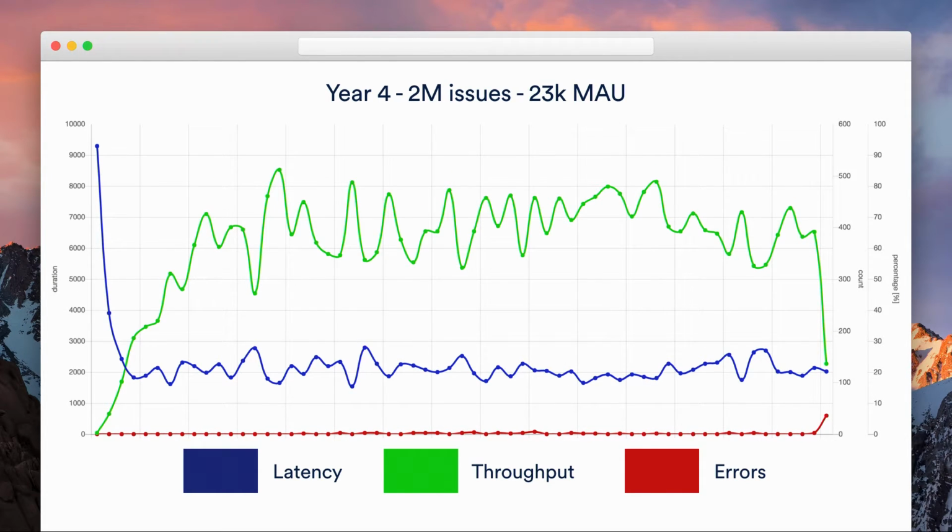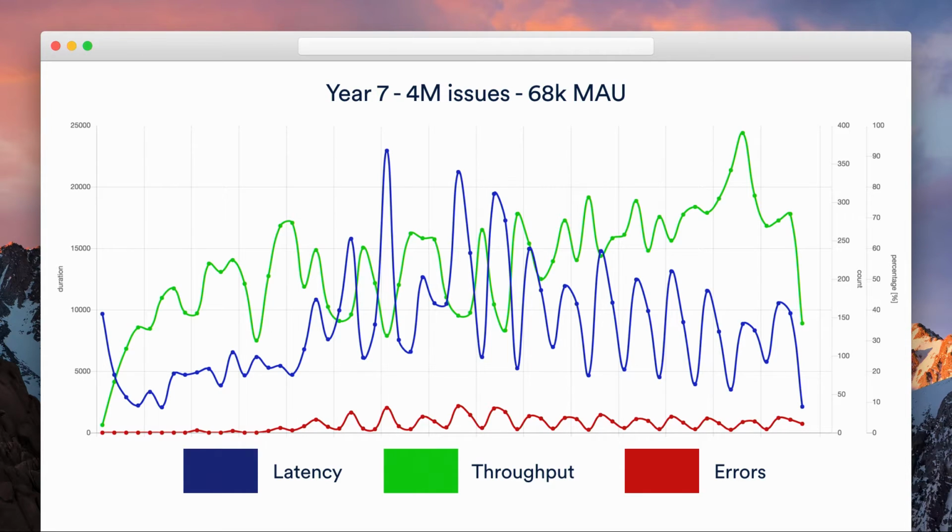4 years into the simulation, we are at 2 million issues and around 23,000 users. And we can see the performance is still doing OK. There are no errors still. The latency is higher, above 2 seconds, but not much higher. It's still stable. And the throughput is more or less stable and higher at around 450 actions per minute. And it makes sense because we have more users and therefore more load, more traffic.